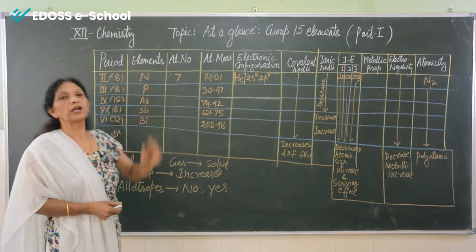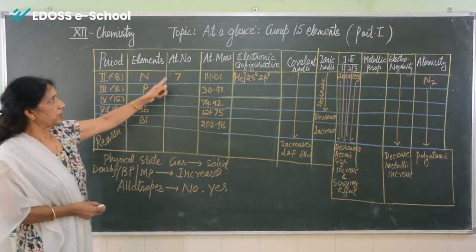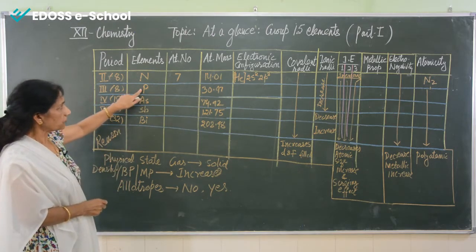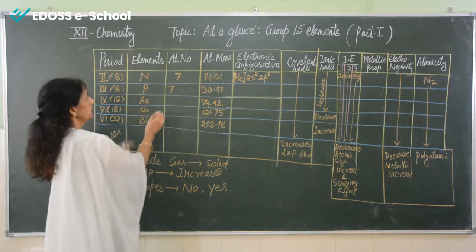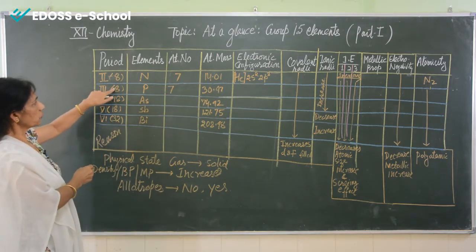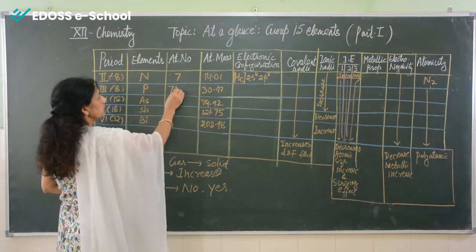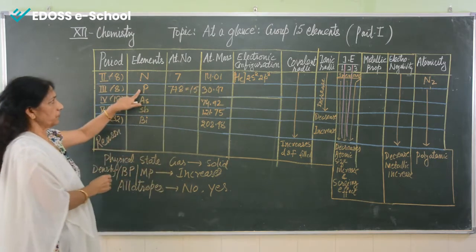Now coming to the atomic number. How to learn the atomic number? Nitrogen's atomic number is 7. Now phosphorus: how to learn its atomic number? We write 7 and the number of elements in the period is 8, so we add 8. That means 15 is the atomic number of phosphorus.